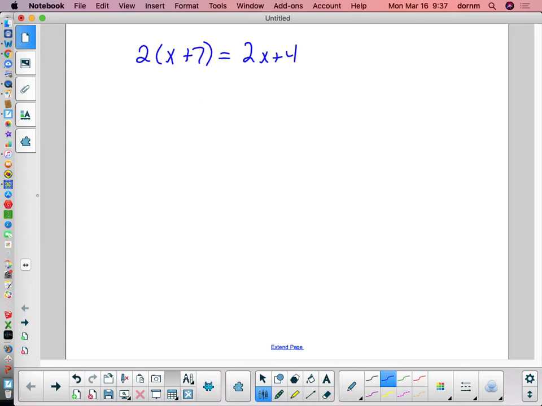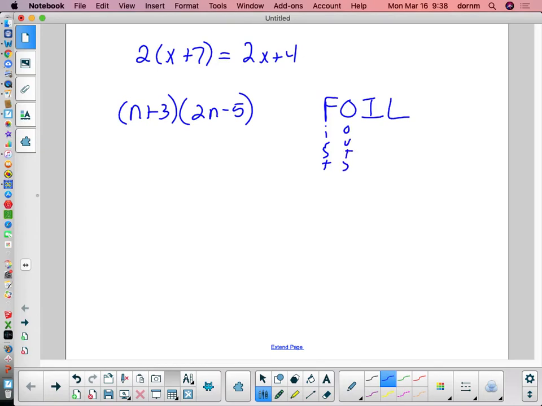Now, when we get two binomials like this, it's still just the distributive property, but we have to distribute everything with everything else. The acronym we use for that is FOIL, which stands for first, outside, inside, and last. Literally what that means is I multiply the first numbers together.